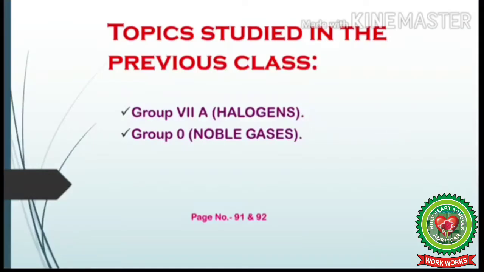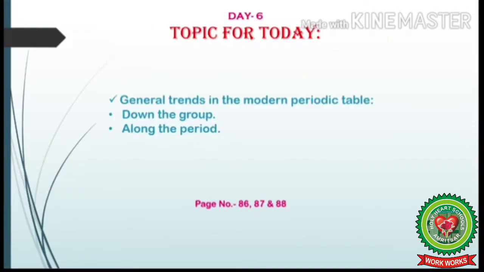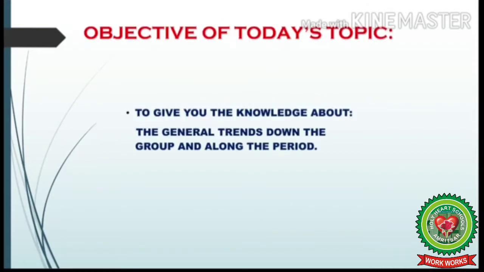The topics which we have studied previously are group 7A halogens and group 0 noble gases, from page numbers 91 and 92 of your concise chemistry book. And topics for today are general trends in the modern periodic table, that is down the group and along the period, from page numbers 86, 87 and 88 of your concise chemistry book.